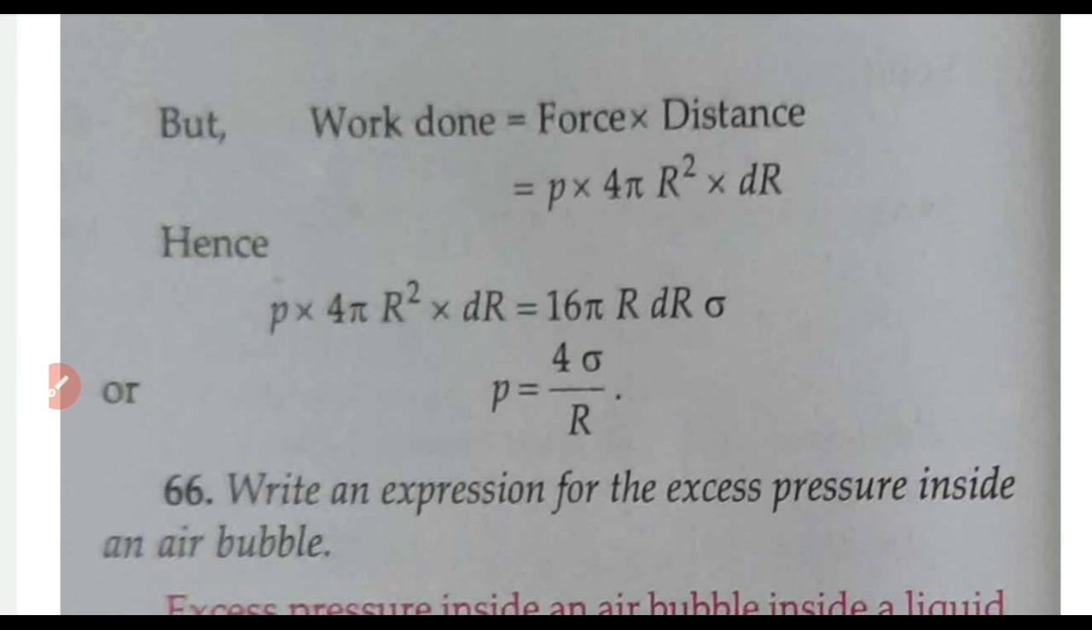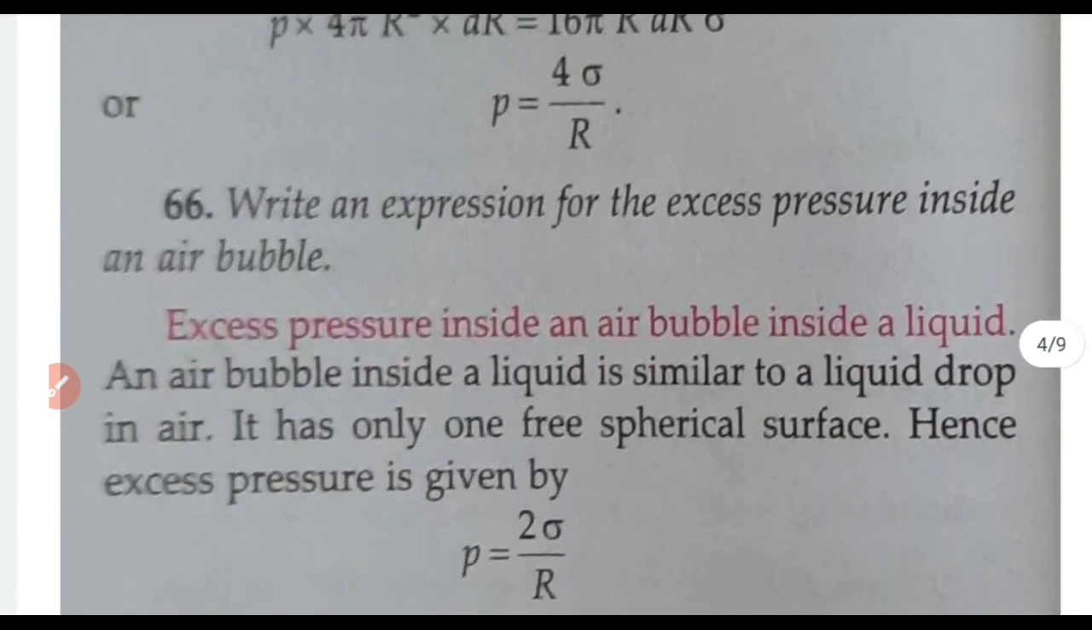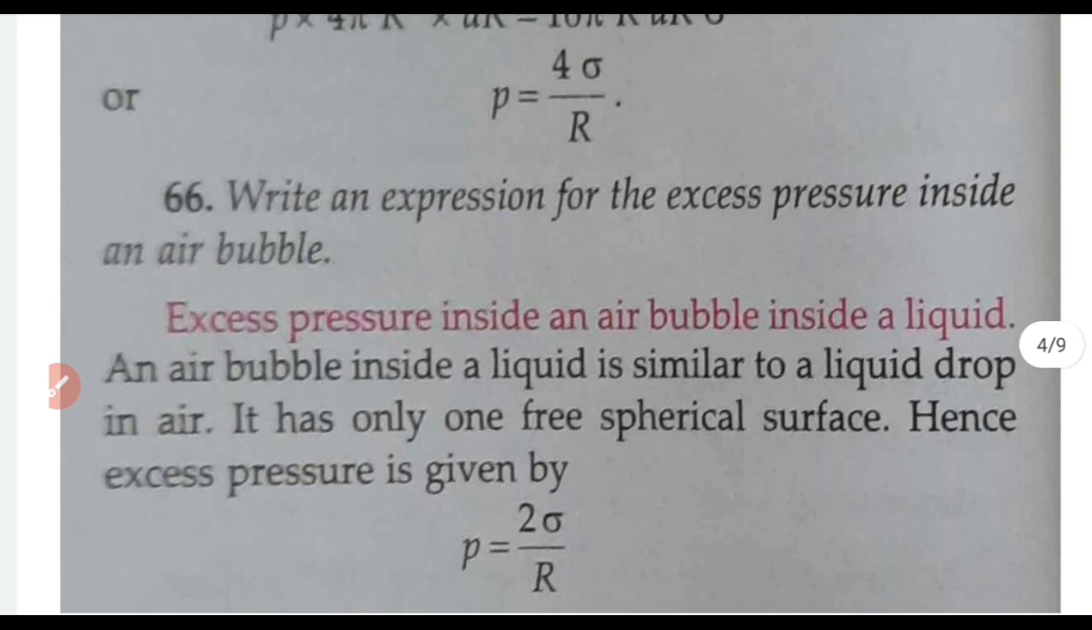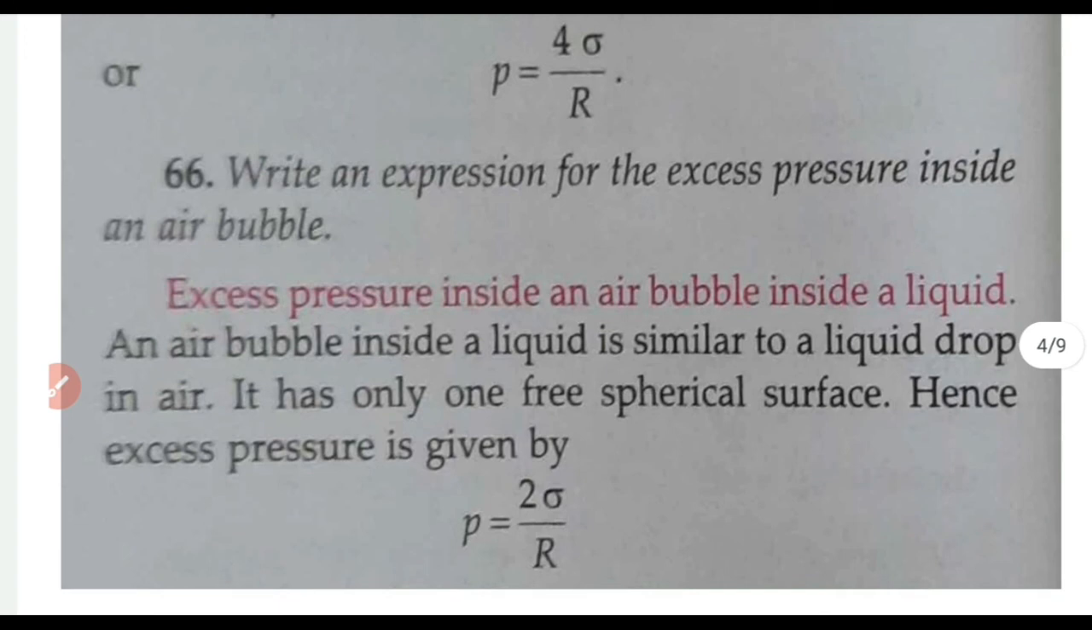So inside a liquid drop, the excess pressure is 2S by R, and inside a soap bubble, the excess pressure is 4S by R. Now if we consider an air bubble in a liquid, it is the same as a liquid drop in air. So the excess pressure inside an air bubble will be the same as 2S by R, because an air bubble is similar to a liquid drop in air. So its excess pressure is 2S by R, where S is the surface tension and R is the radius.